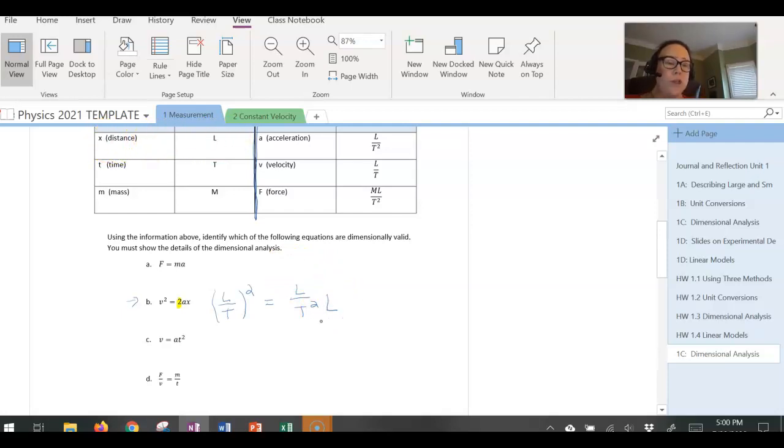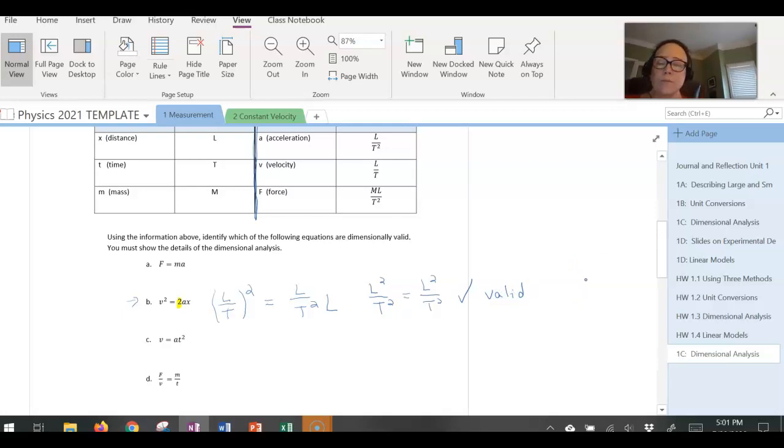Now I want to use just the normal rules of algebra to simplify both sides of this equation to see if they have the same dimension or not. On the left-hand side I have L over t, squared. When I distribute that exponent, I get L squared over t squared. And on the right-hand side, I have L over t squared times L. That also gives me L squared over t squared. So this is a valid equation.